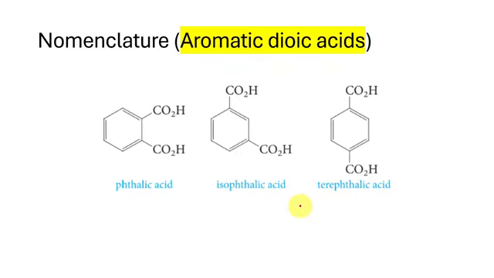Another common dicarboxylic acid are those directly bonded to a benzene ring, also known as aromatic dioic acids. The only difference is their placement. Therefore, these structures are isomers of each other. So phthalic acid is the ortho isomer, isophthalic is the meta isomer, then terephthalic is the para isomer.